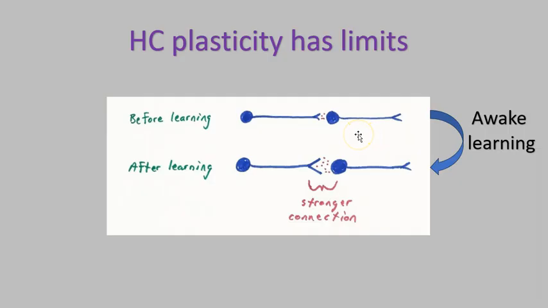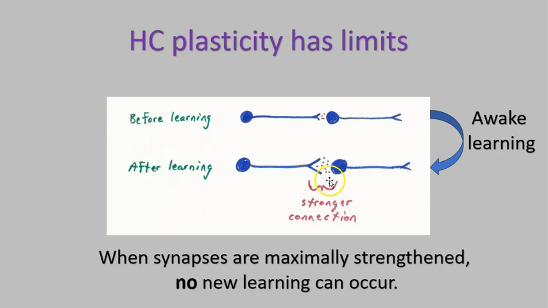Here's a simplification of what we're talking about here. And the idea is that the hippocampus plasticity has limits. So here are two neurons in the hippocampus before learning and after learning. Notice the learning triggered the growth of stronger synapses here. And this is occurring while we're awake and learning things during the day. But when synapses are maximally strengthened, no new learning can occur. So we have a limitation here. If this synapse has achieved maximum strength, then these neurons cannot take part in representing any new learning.